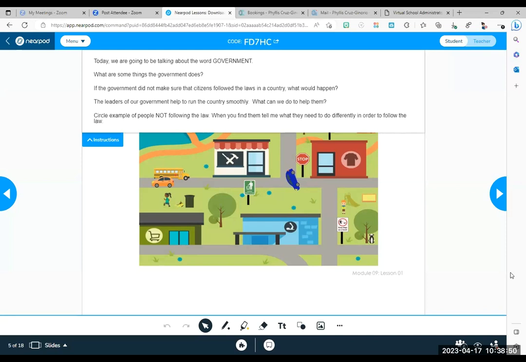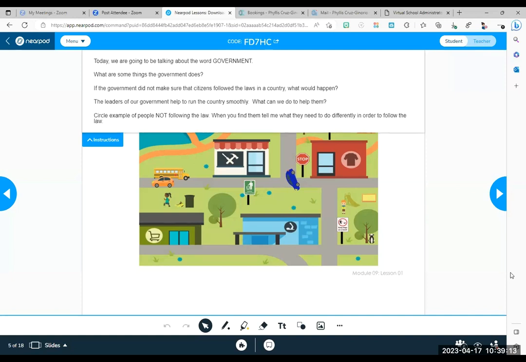Look at that picture. Circle examples of people not following the law. Uh-oh, it's chaos. When you find them, circle them, and then maybe you can share what they should be doing. What rule do you think they're breaking, or what law, and what could they do to fix it?